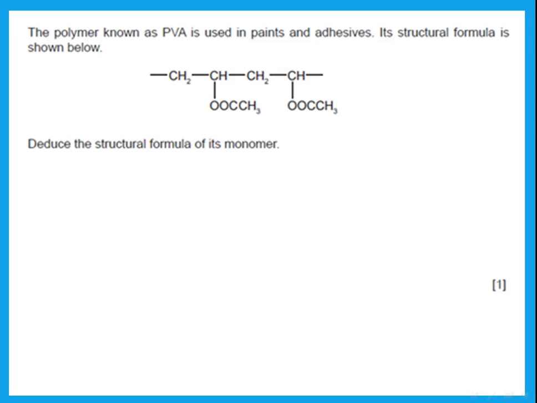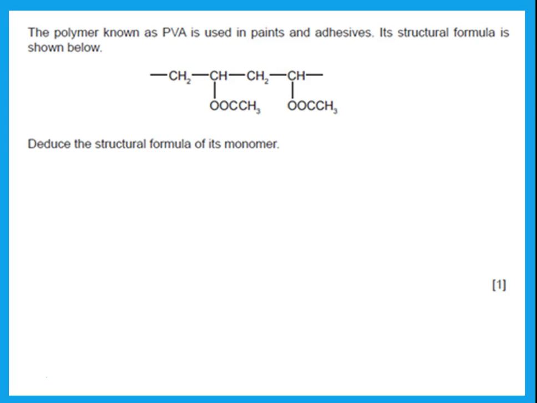Okay. Here in this question, he does the opposite. He gives you the polymer. So he's giving you the structure of the polymer. And he's saying, deduce the structural formula of the monomer. So that means that I have to do the opposite of what we did in the other one. We remove the bonds on both sides and we put a double bond in the middle.